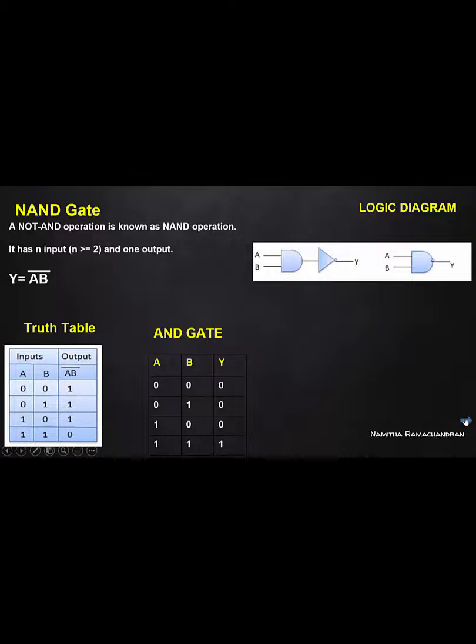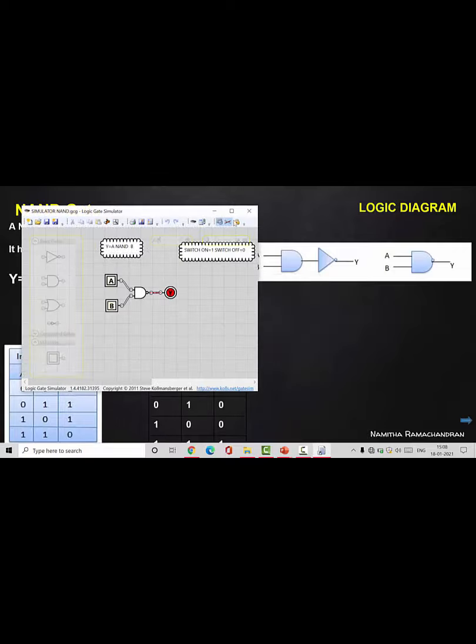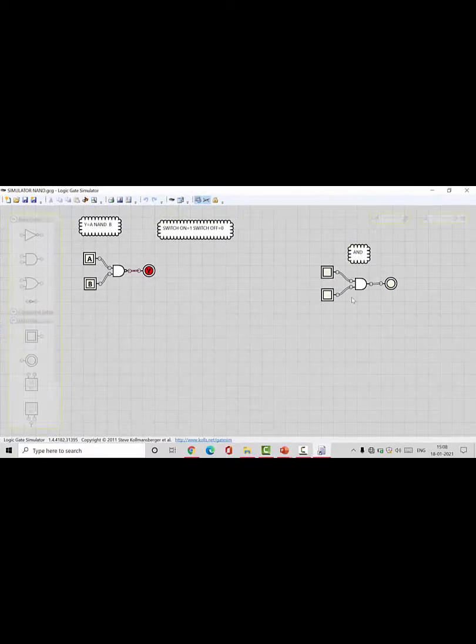Okay, consider the simulation corresponding to this one. So look here. This is our AND logic and this is the NAND. What is the difference? Here, at the AND output, we have a bubble. This bubble indicates inversion of the AND output. Inversion of the AND output indicates the NAND operation.